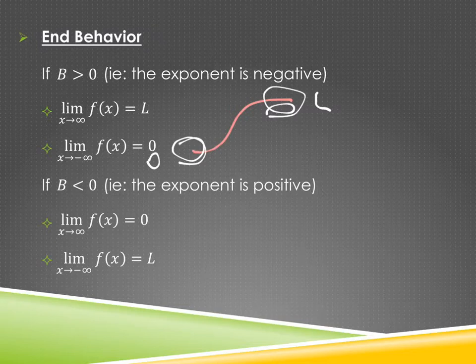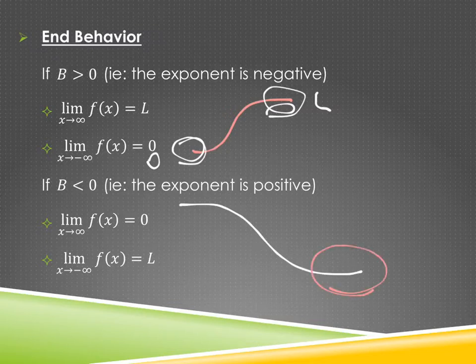And then on the second set, it's the other image. Your exponent's positive, the graph is decreasing, the b value is negative. If you go to the right, your limit is 0 down here. And if you go towards the left, negative infinity, your limit value is L.